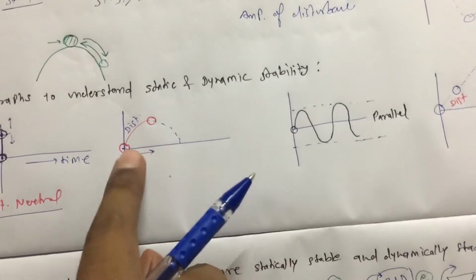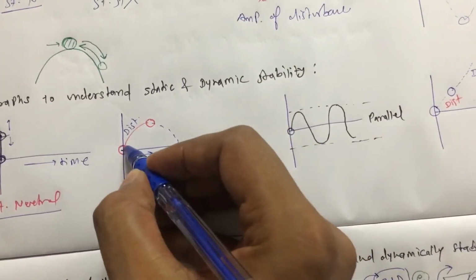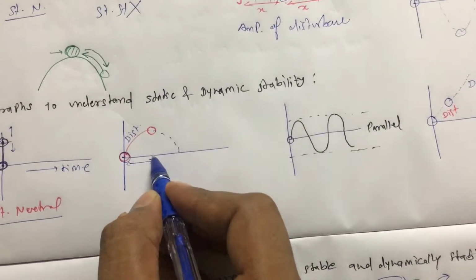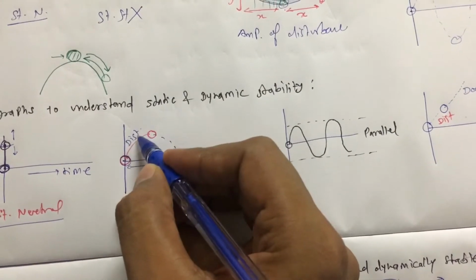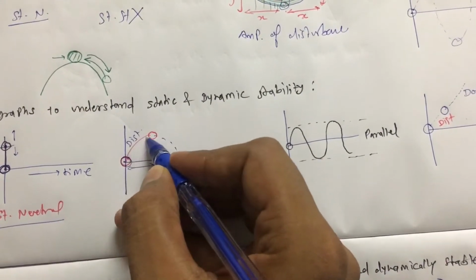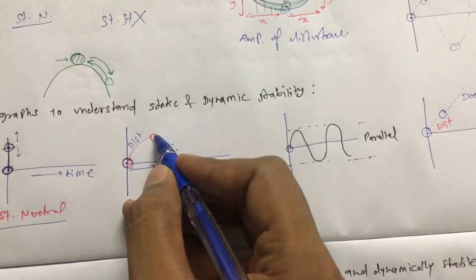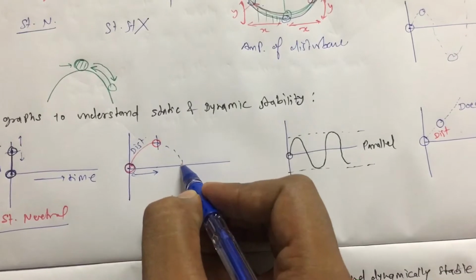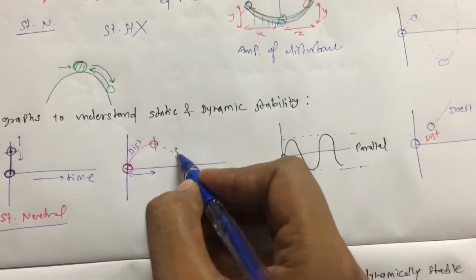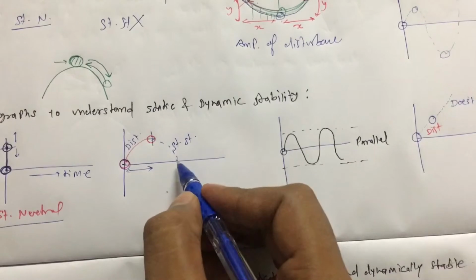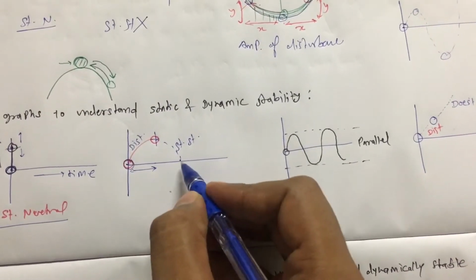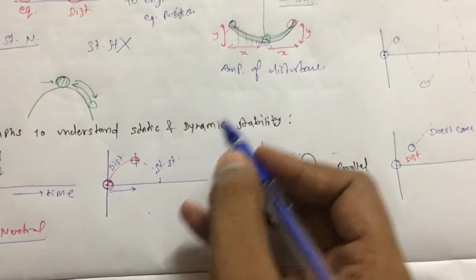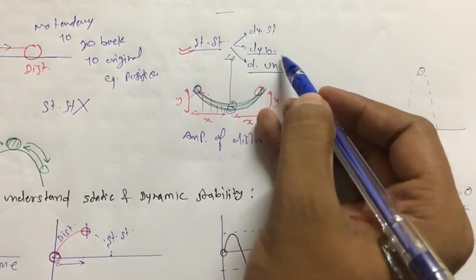Now in this example, I am showing you the ball is here and it is being displaced, so it will take some time. Some disturbance happened, because of that this came here. After that, what is happening? This ball is having tendency to come back. If this ball is having tendency to come back, this is statically stable. Then after being statically stable, we have to discuss dynamically stable, dynamically neutral, or dynamically unstable.